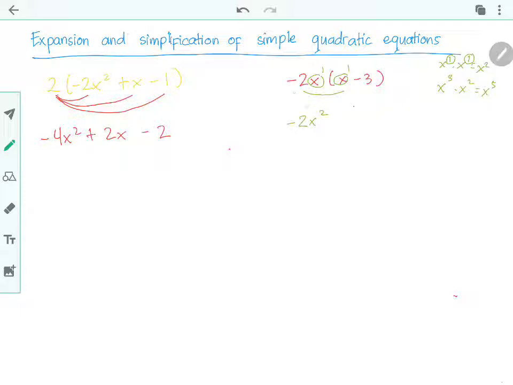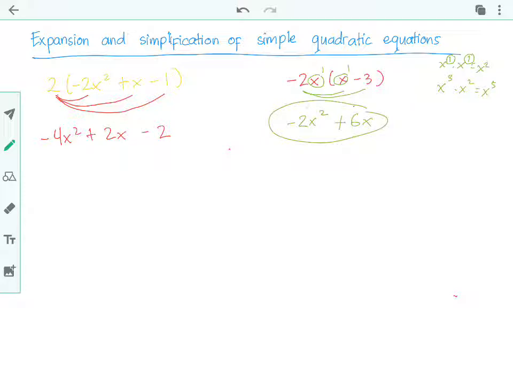So minus 2x times x equals minus 2x squared. Then minus 2x times minus 3: minus times minus, I think you already know it's positive. So minus 2 times minus 3 is positive 6x. So this is the final answer. Now let's go to the next part again.